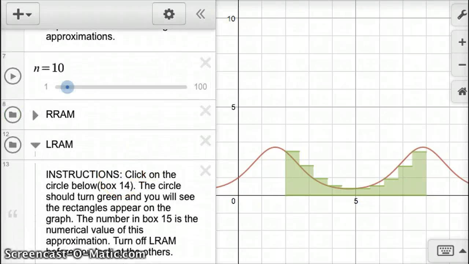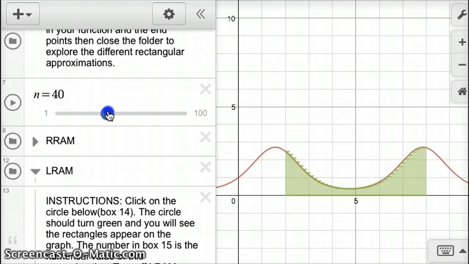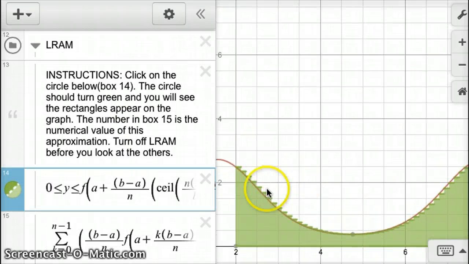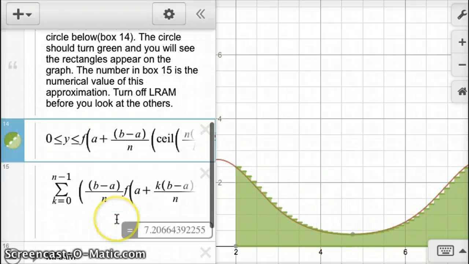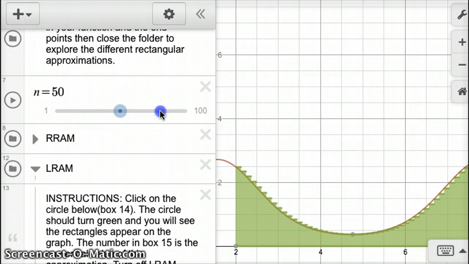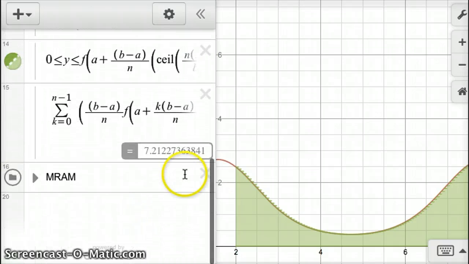And then if we continue for n equals 50, you notice that the rectangles are so small we almost can't see them. Although if you zoom in, you will still see that we are still overestimating on this side and underestimating on this side. When we go to our actual numerical value, it now looks like 7.206. And finally, for 100, which is the most rectangles you're allowed with this tool, notice how smoothly the rectangles come close to approximating the area. And we end up with 7.212.